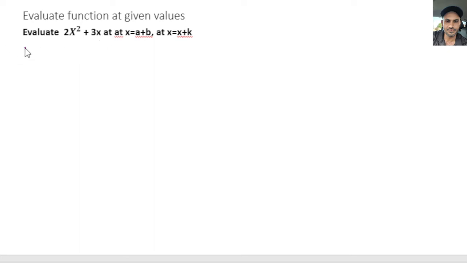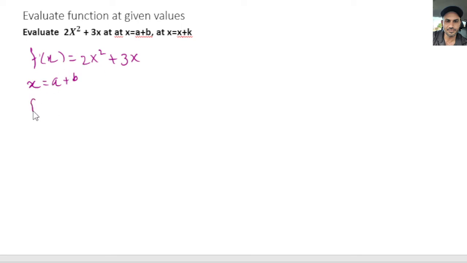So we have f of x equals 2x squared plus 3x. And we're going to go ahead and evaluate this function at x equals a plus b. So evaluate at x equals a plus b.